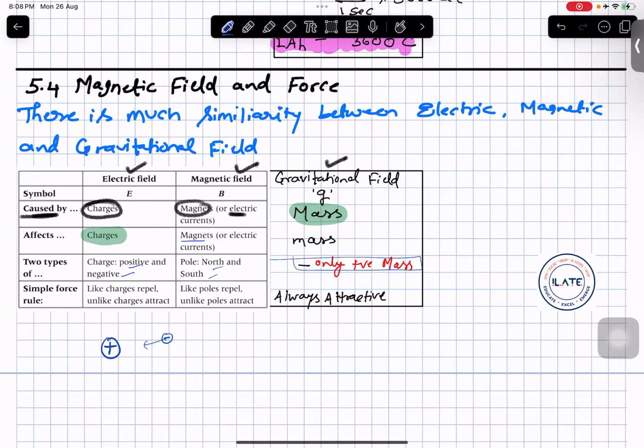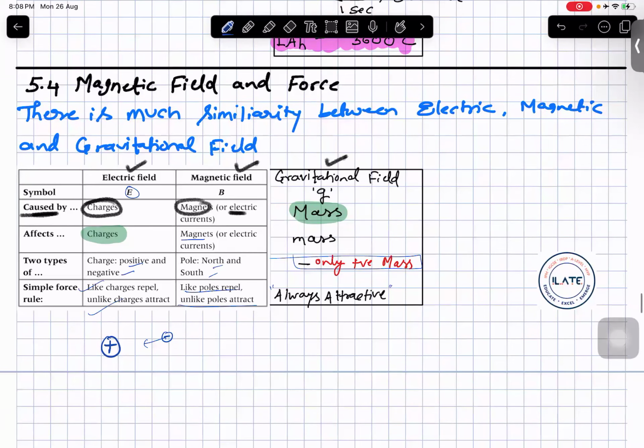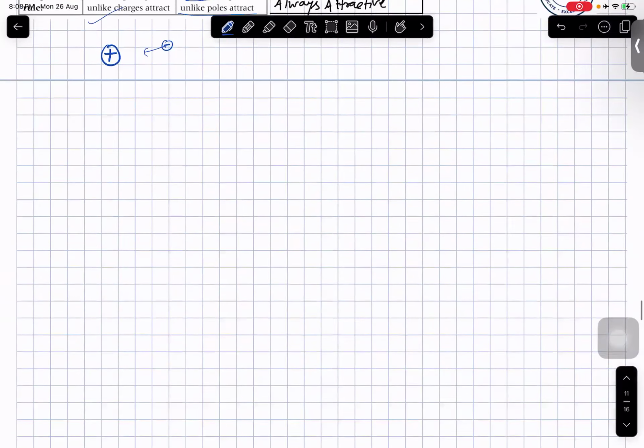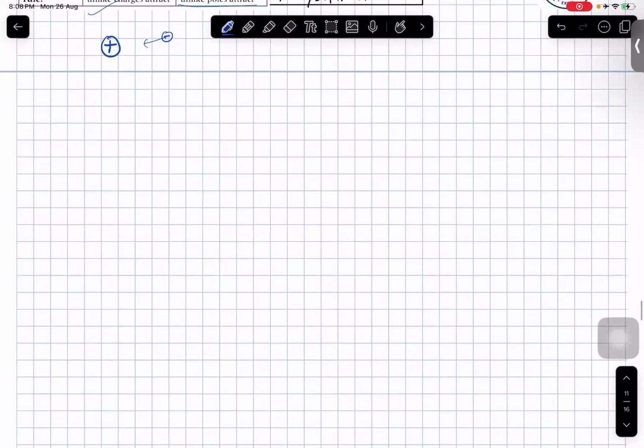And we know in electric and magnetic fields, like charges repel and unlike charges attract. Same goes with poles: like poles repel, unlike poles attract. But the gravitational one is always attractive in nature. Makes sense. So let's understand the electric force and charge moving in electric and magnetic fields.